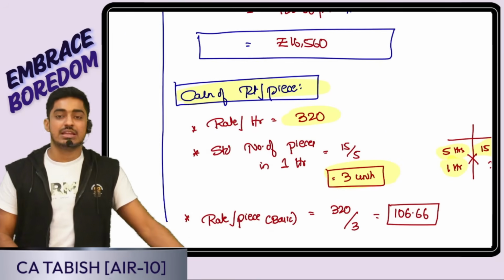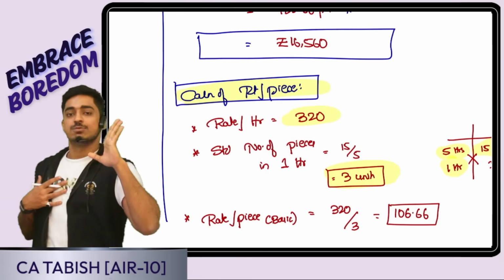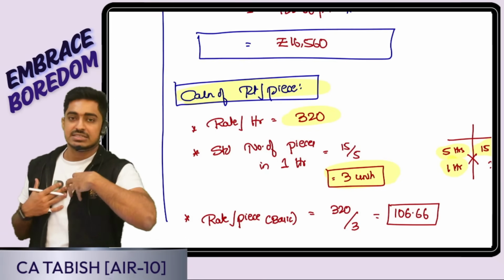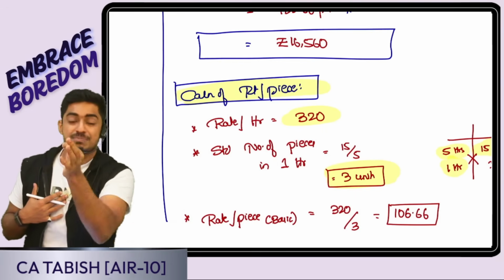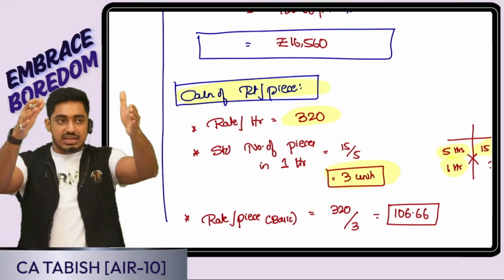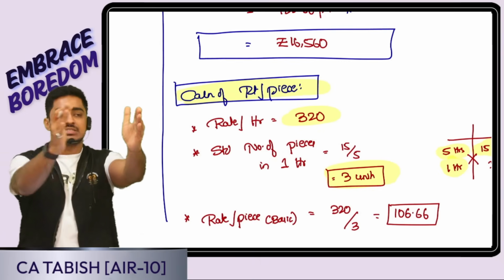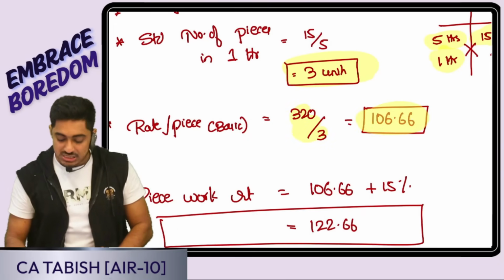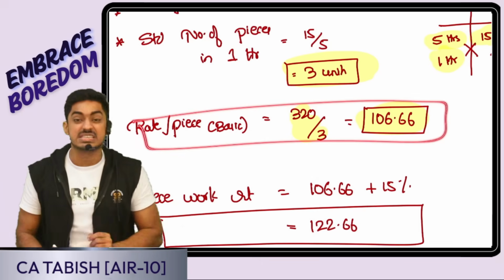That means, can you tell me what the company is telling? Your basic wage rate for 1 hour is 320, and our expectation is that in 1 hour you produce 3 units. That means, can you tell me what is the basic rate per piece? 320 I'm paying for 1 hour. We are expecting 3 units of production in that. That means for 1 unit it is how much? 320 divided by 3, which comes to 106.66. Yes or no, everyone? This is my basic piece rate.